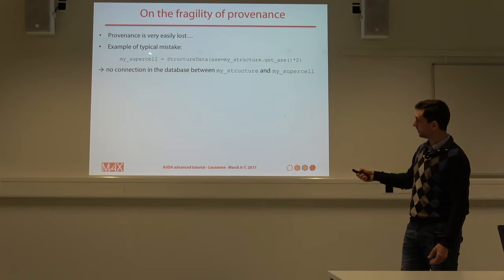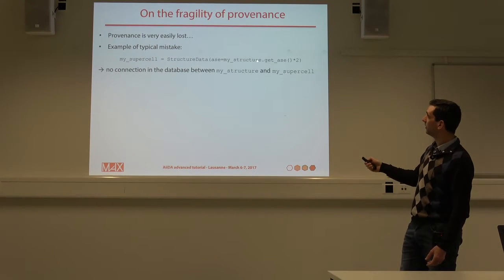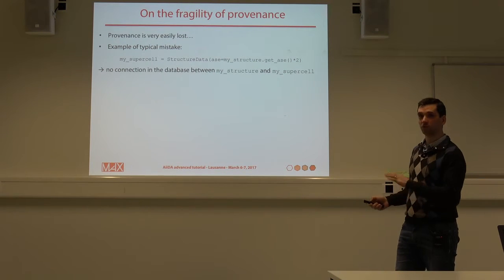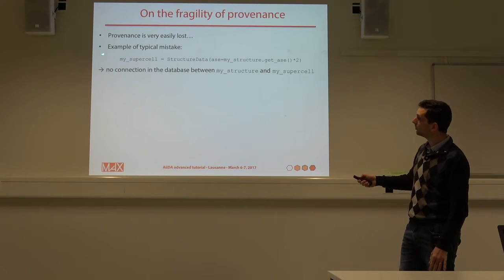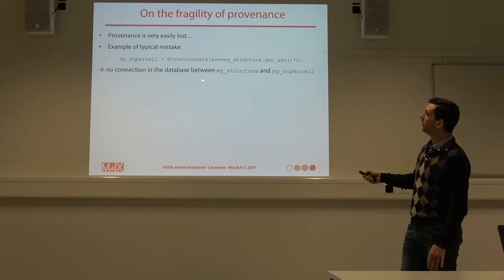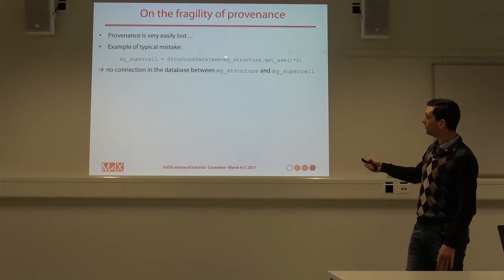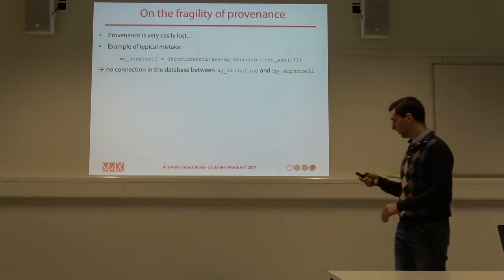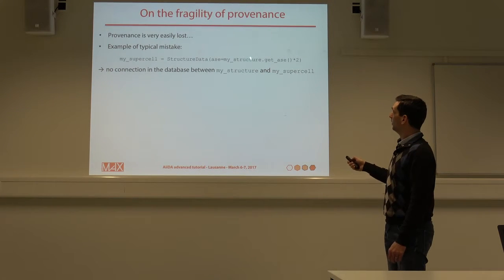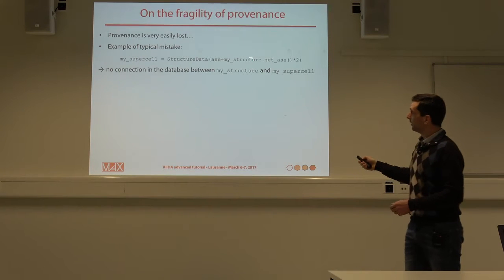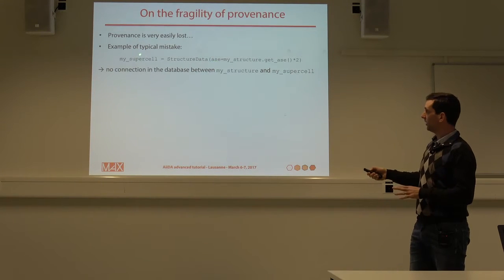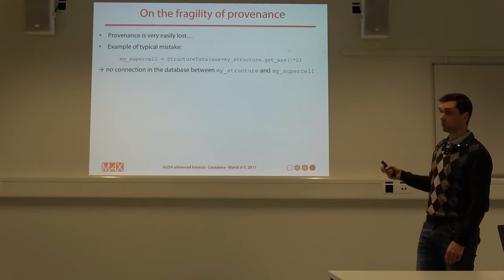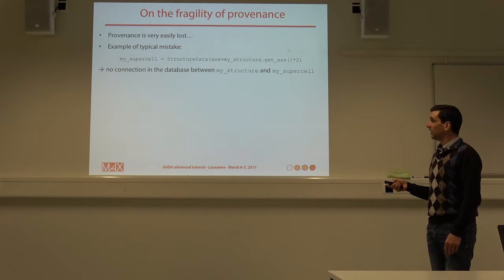So this supercell is not at all connected with the initial structure. And when you lose just one connection, you lose everything else. So anything you will compute on top of this supercell, you will not know what it comes from. So if this structure was coming from a complex project and the process of building this structure in some way, then you totally lost everything and you're not able to reproduce what you're going to do after. So provenance is something fragile and you have to be careful.